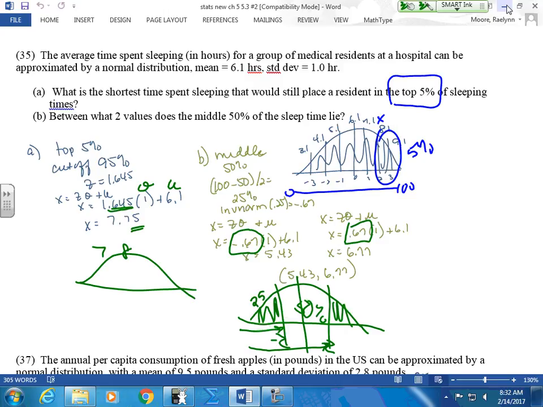So I plug them in, and I can find my two x values. Now if you do this on your calculator, you've got to do it twice. This doesn't have that in-between option. Everybody get this one? This is a little tougher to get.